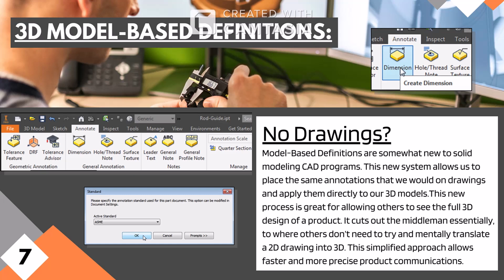Just remember, the most important thing in a drawing is to clearly communicate our design to others. So that means using good dimensioning practices, good drawing practices. In the next video, we'll get in and start applying some of these and create our first part drawing.